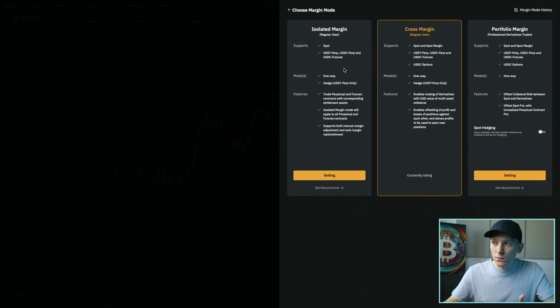Now, choosing one of these modes affects which assets that we can use as margin. And also it affects the way that each individual position has margin attributed to it.